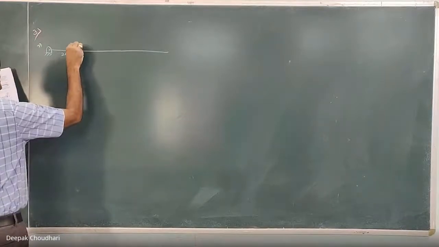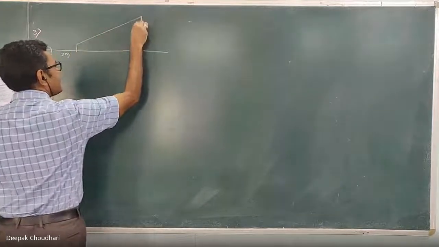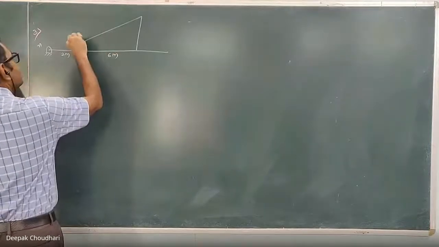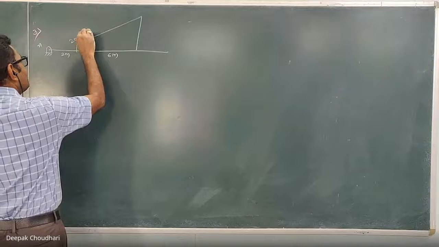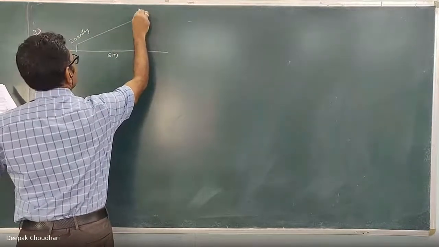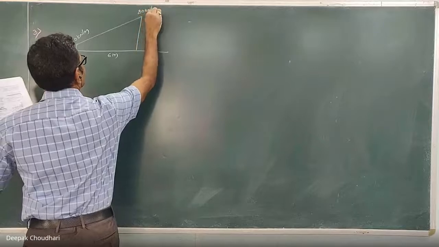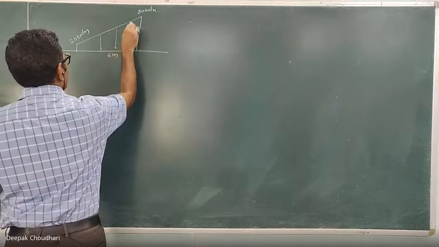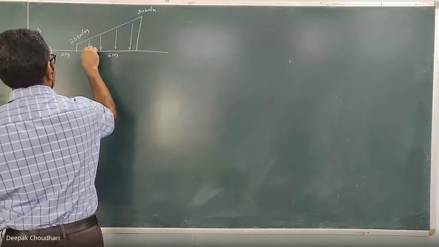At a distance of 2 meters, one UVL starts. It is a trapezoidal load, which is spread over a length of 6 meters. This intensity is 20 kilonewton per meter and varies linearly and becomes 80 kilonewton per meter, over a length of 6 meters. The small arrows are shown downward, which means this load is acting downward.